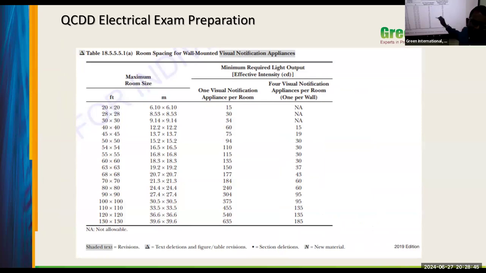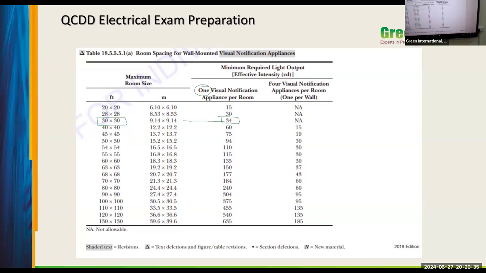In my exam, yes, I had this question. They ask about a 30 by 30 feet room size. Sorry, 30 by 30 feet room. If you are installing 1 notification device, what is the intensity? So 30 by 30, and they mention 1 notification device. So the room size is 30 by 30. As per the standard, we install only 1 notification device.